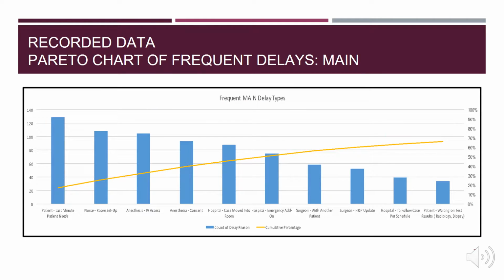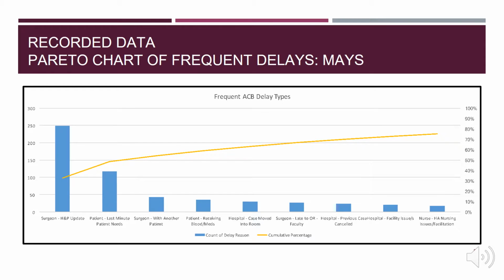We performed our data analysis by using Pareto charts to identify the most frequent delay reasons. These were the top 10 delay reasons that would provide the most opportunity to reduce the average intraoperative time in our process. We compared the main building frequencies to the maze building, where they had an average intraoperative time of 23 minutes compared to 43 minutes, so that we can figure out why these delay reasons are happening more frequently in the main building than the maze.